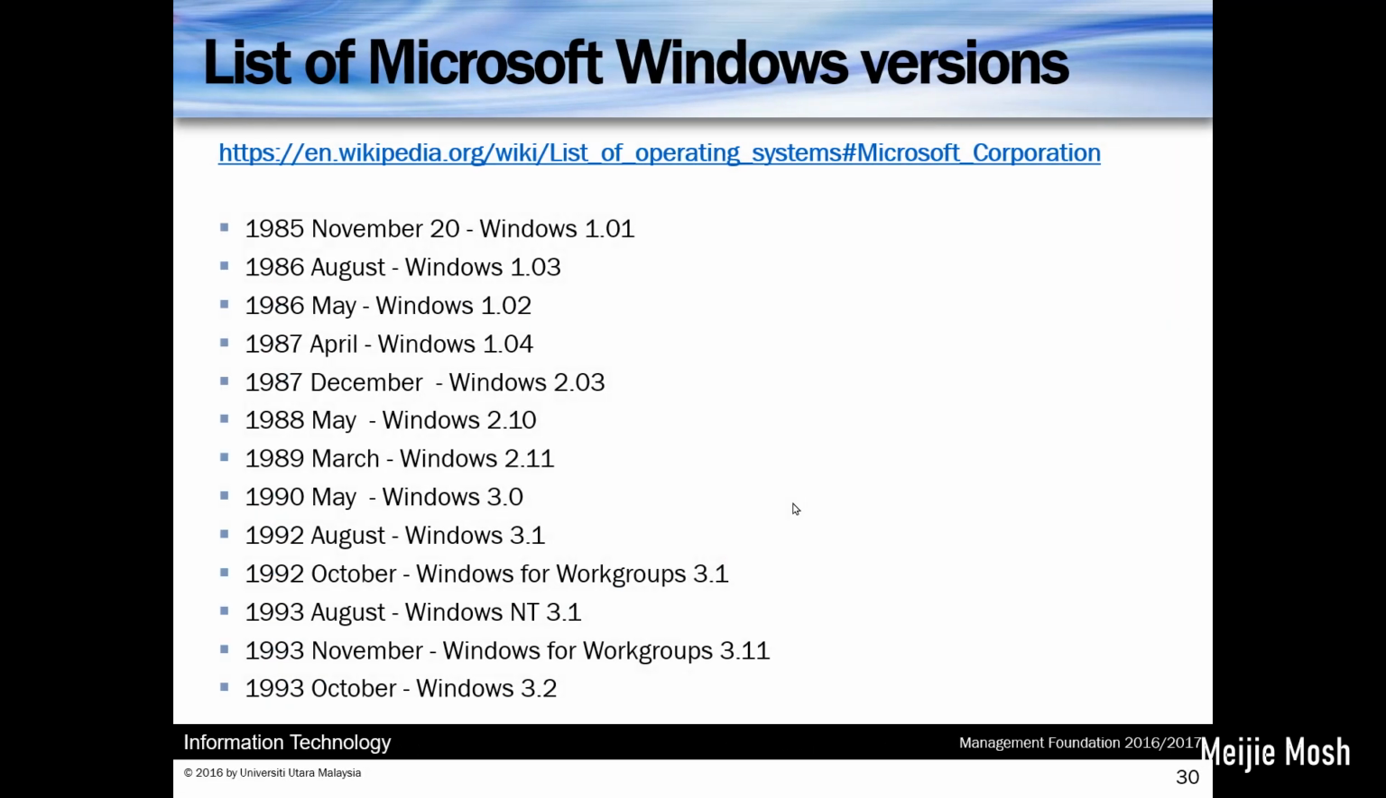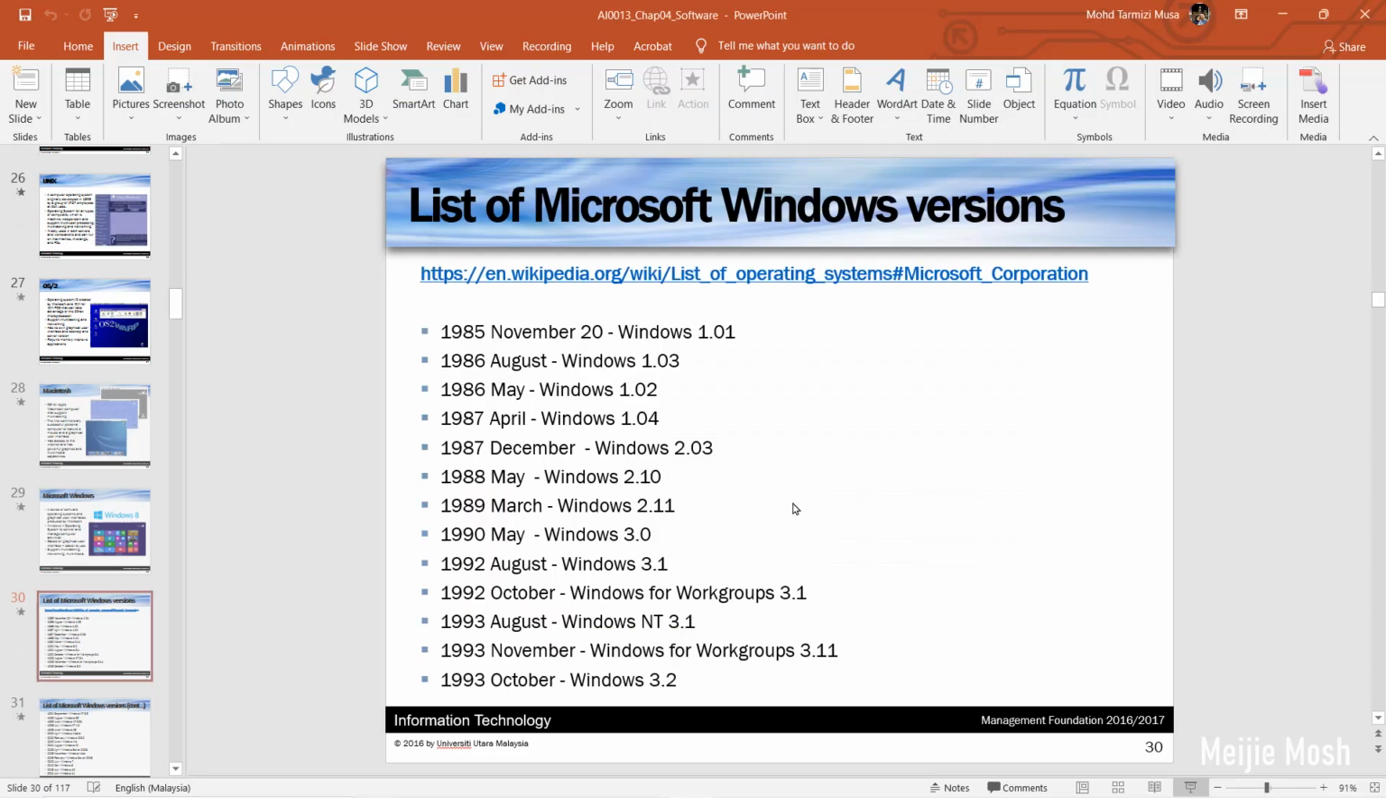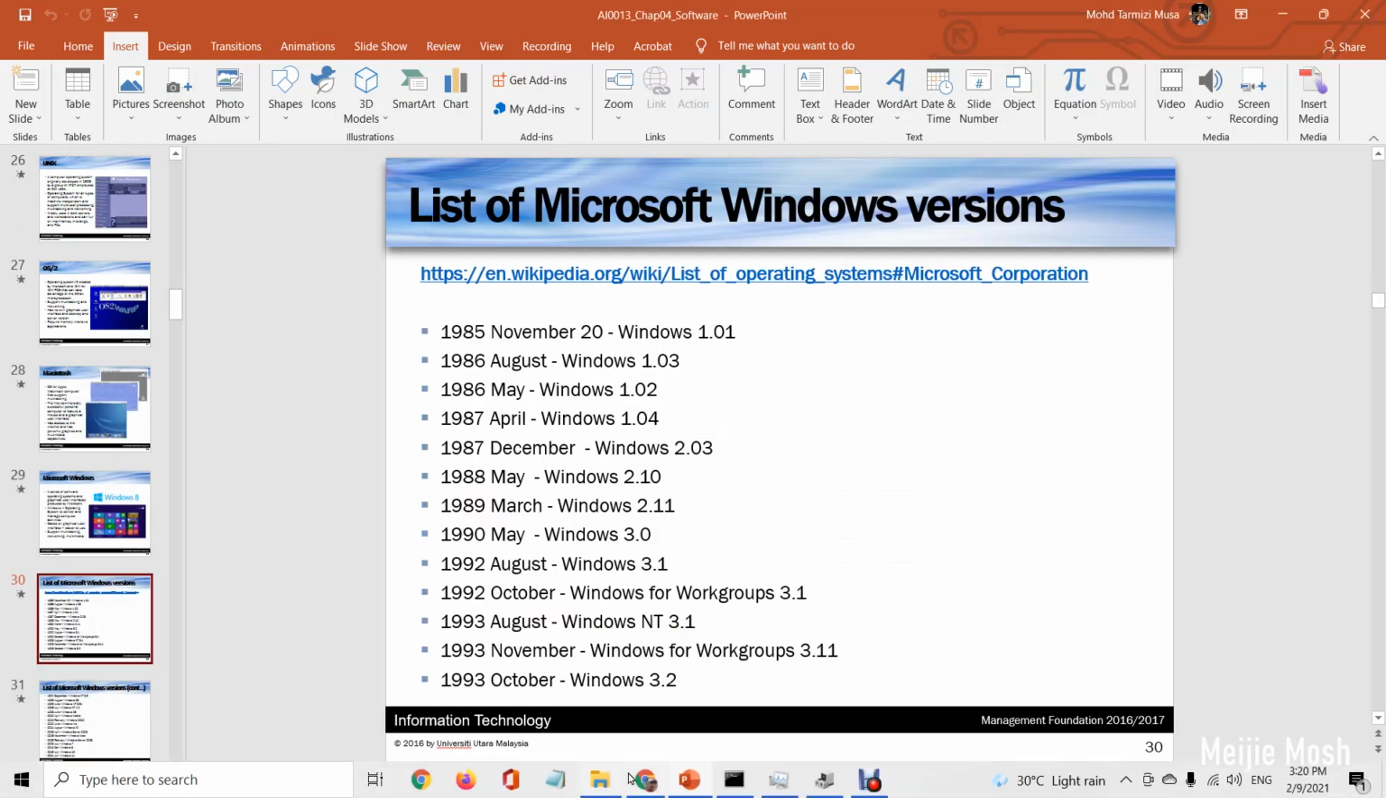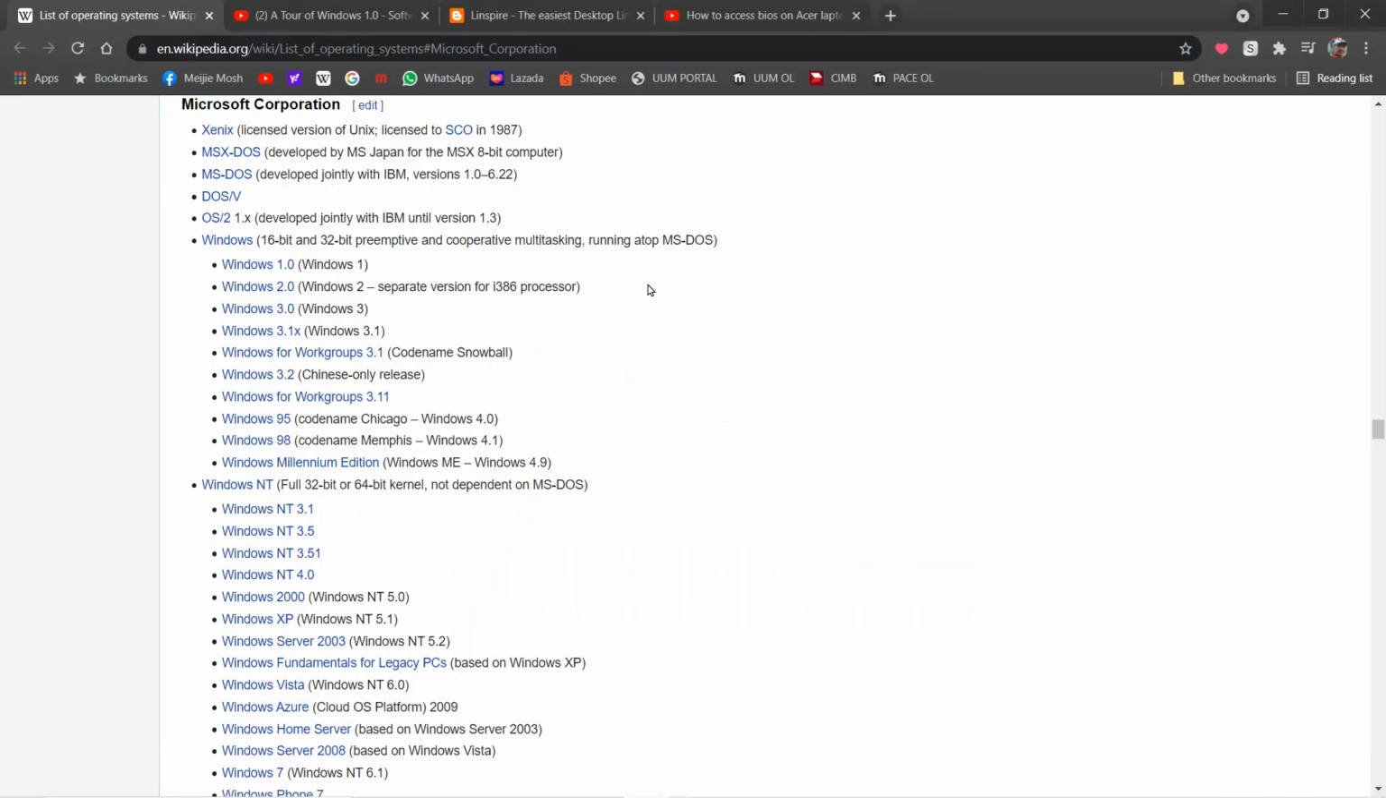Okay, we can see here the list of some Microsoft Windows versions, according to the year, 1985, 1993, until today, 2021. So let's take a look at the list of operating systems under Microsoft Corporation. So here are all the operating systems under Microsoft. We have Microsoft DOS, okay, OS/2, which was joint with IBM, and we have the Windows operating system over here.